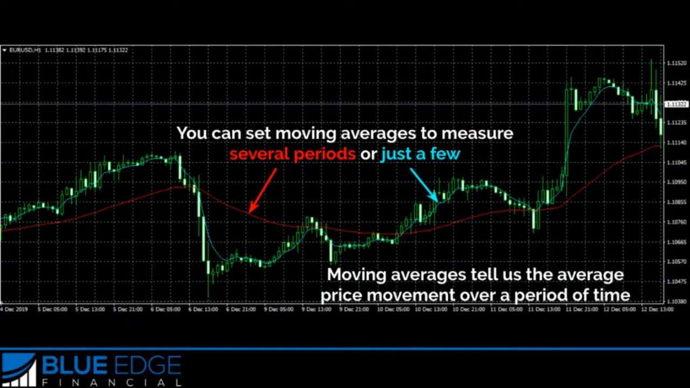Let's look at a few indicators you can use to help gauge a pair's current volatility. This will help you a ton when you're looking for a good breakout opportunity. The first one is moving averages. This is probably the most common indicator used by traders.